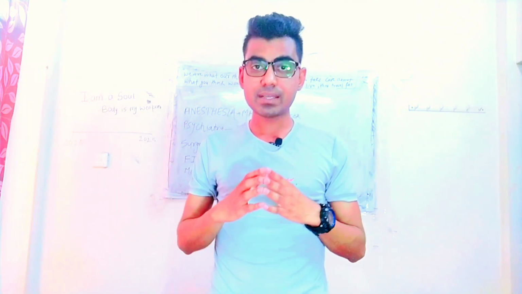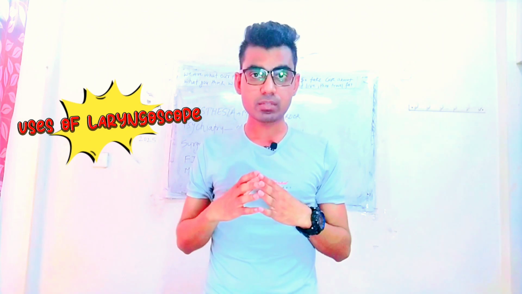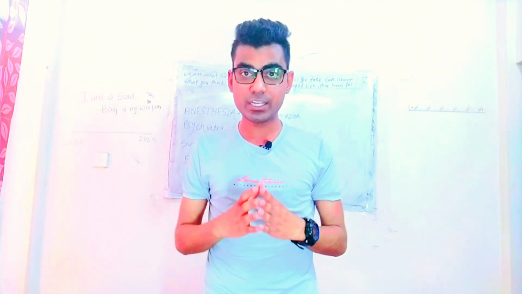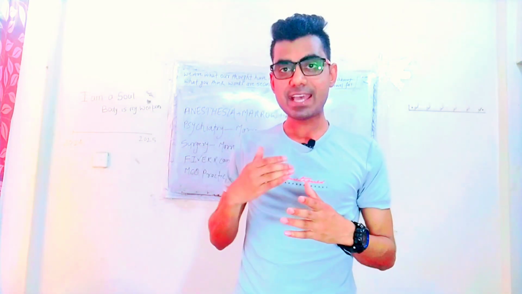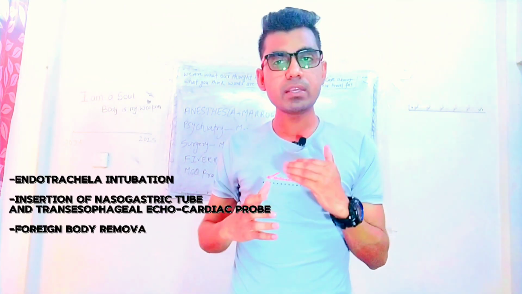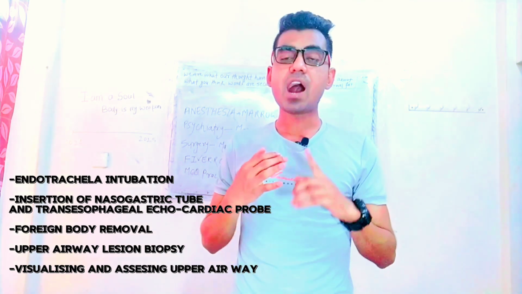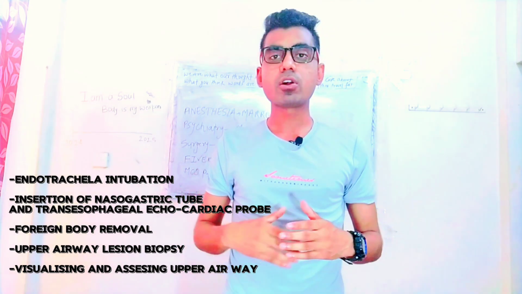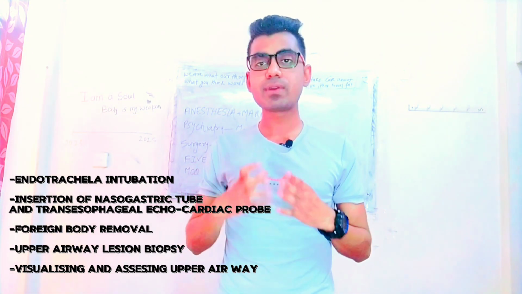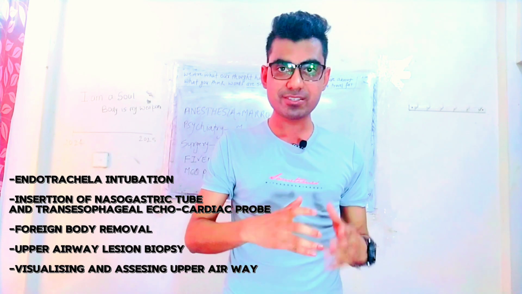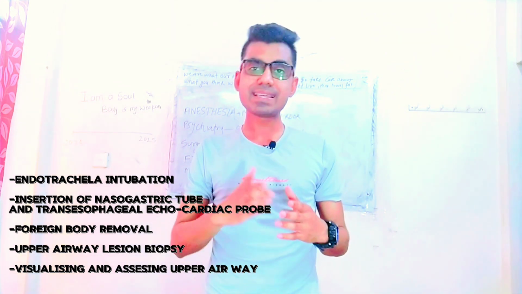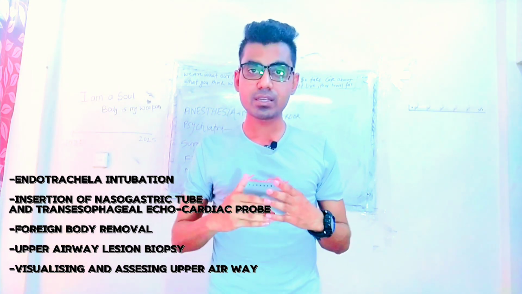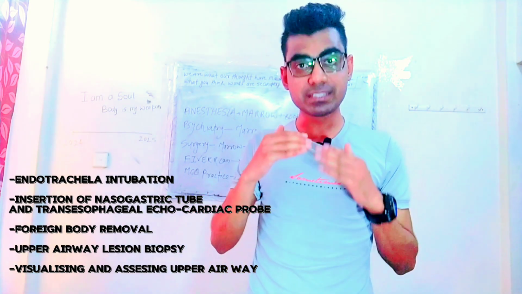Then understand the uses, meaning the different indications of the laryngoscope. The laryngoscope is mainly used for therapeutic, diagnostic, as well as intubation purposes, right? Some indications are as follows. It is most commonly used for endotracheal intubation, after the insertion of a nasogastric tube as well as a transesophageal echocardiography probe, and also for foreign body removal, to take a biopsy from an upper airway lesion, and to visualize and assess the upper airway, including the vocal cords and the larynx. So these are some indications in which laryngoscopy is done.